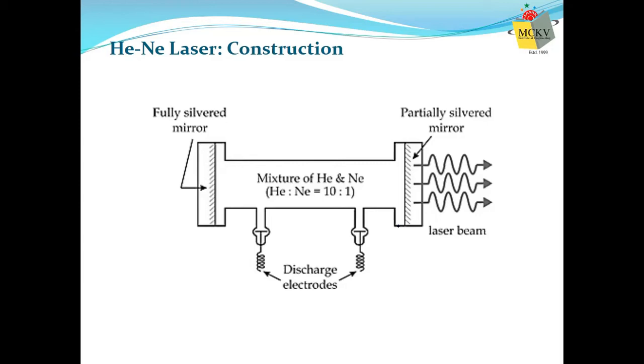So first we'll understand the active medium. The active medium is a mixture of helium and neon. The ratio is 10:1, helium to neon. That means helium is the basic, and within helium we are doping some neon. We can think of that. Because again, for metastable energy level, doping is required. So here, when neon is doped in helium, then we get metastable energy level for neon gas, for neon atoms.